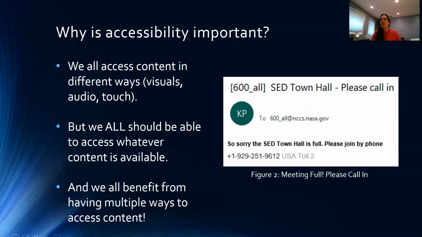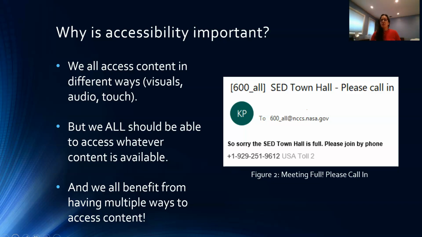So on my screen, I have a screenshot of an actual email that I received that was informing me and a group of people that there was a town hall. So this was an online meeting, right? And we were being informed that the meeting was full. So we were supposed to join the meeting with video conference, but when the meeting was full, the only option was to join by phone. So on the image, it's telling us what number to call.